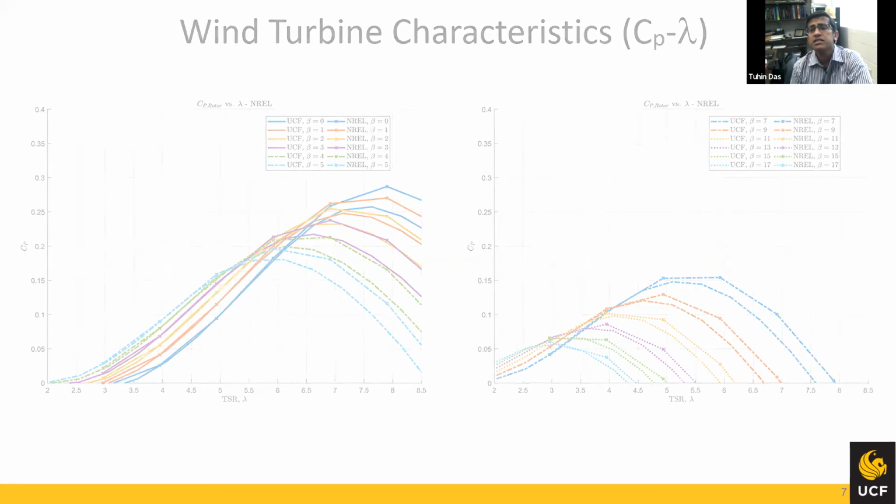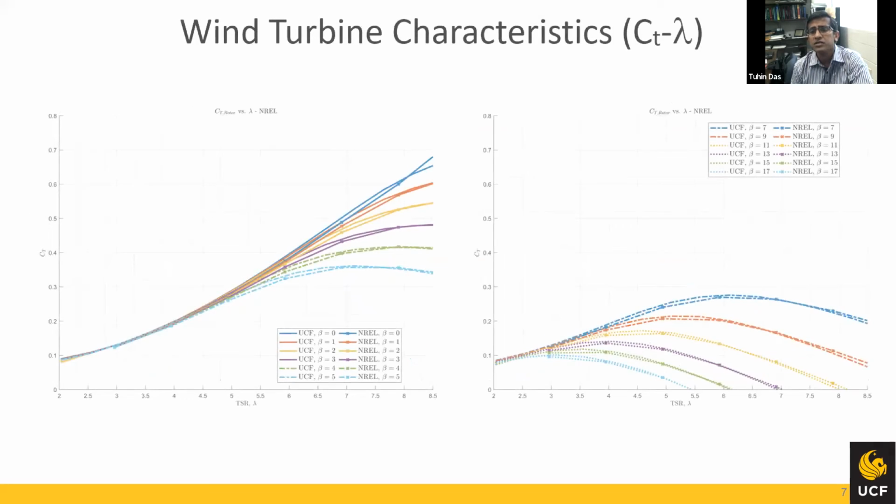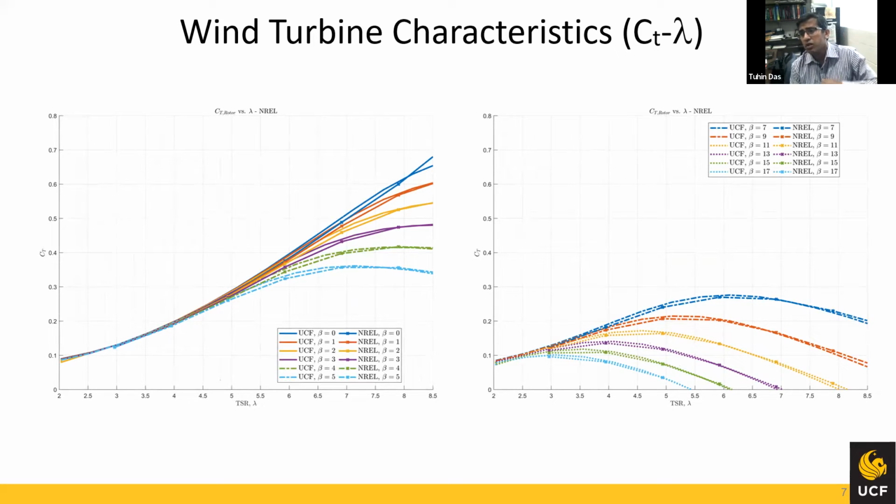This is the CT, coefficient of thrust, versus lambda curves. Again, we see pretty good agreement between the UCF data and NREL data. NREL data are the ones which have crosses with them. UCF are the simple lines without the crosses.